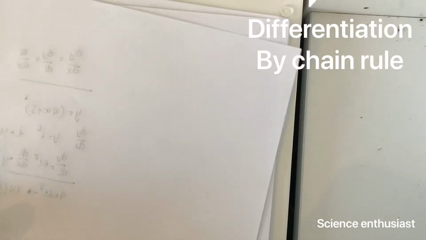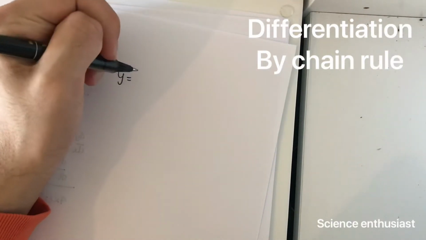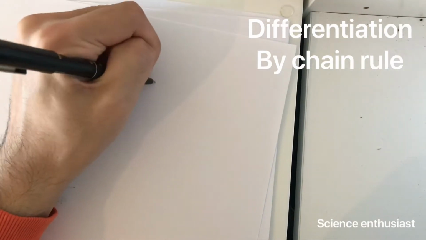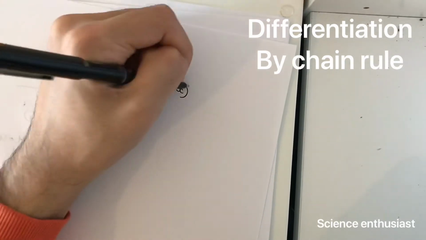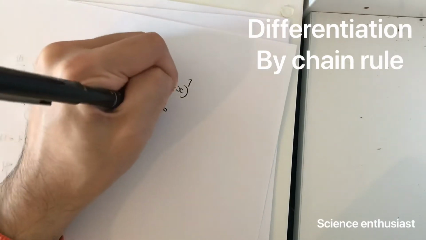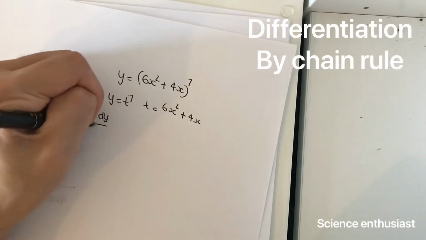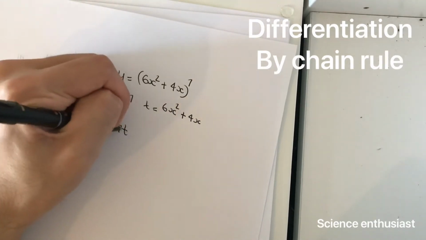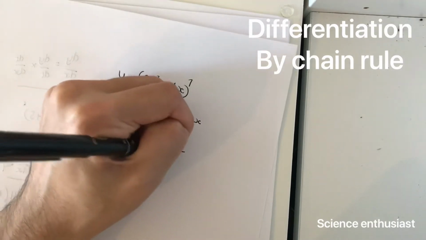So another question that we can try is y equals (6x squared + 4x) all to the power of 7. So y equals t to the power of 7, where t equals 6x squared + 4x. dy over dt equals 7t to the power of 6. dt over dx is 12x + 4.